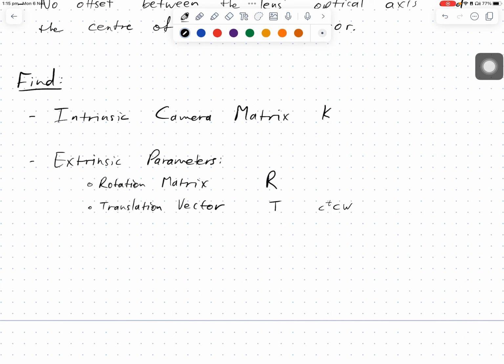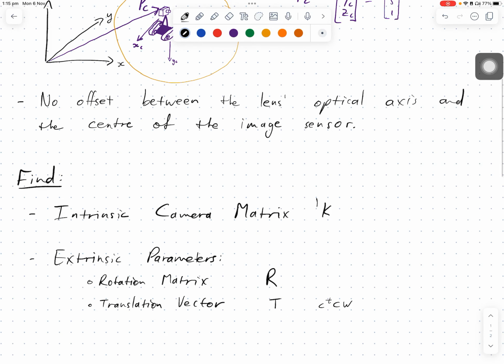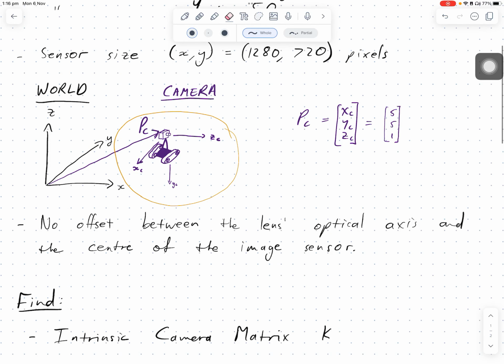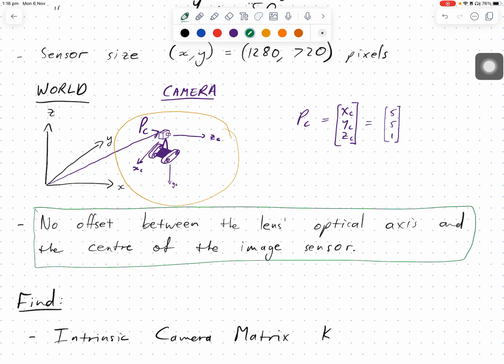All right, so I'm going to start with the intrinsic camera matrix K for no particular reason, really. This is where I'm going to start. Before we begin with that, we need to talk about what this note here means. So no offset between the lens's optical axis and the center of the image sensor.